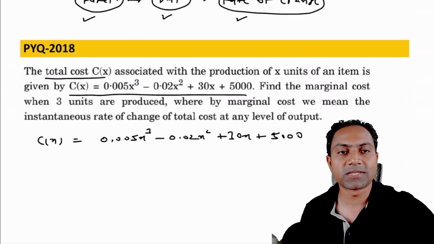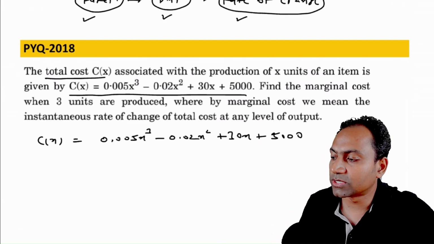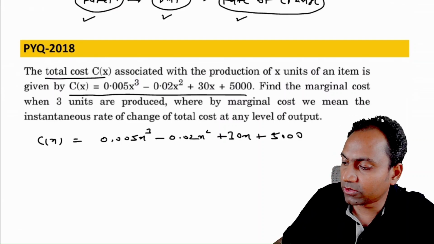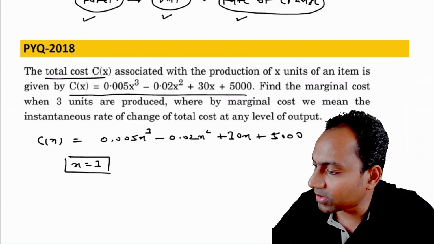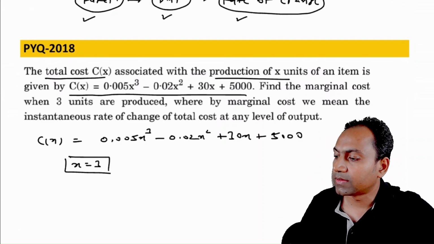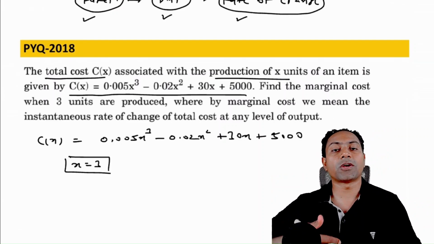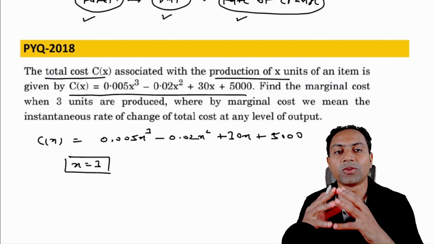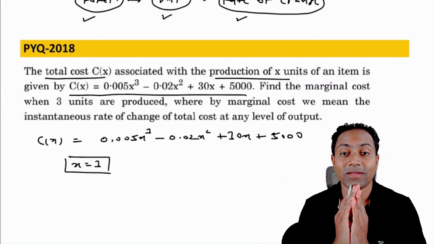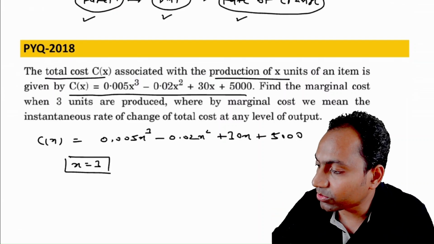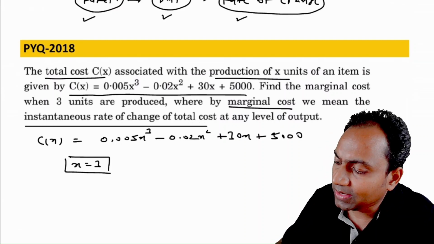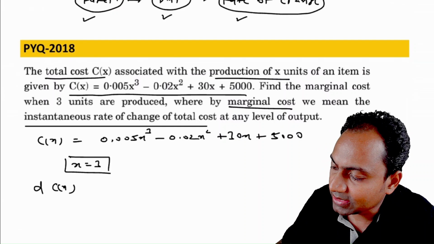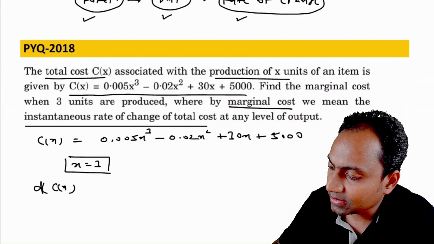What they're asking is the marginal cost when 3 units are produced. We need to find the marginal cost when x is equal to 3, because x is the production of units. They have also given us how we define marginal cost. Sometimes students look into a question and see that marginal cost, I don't know it, but if you read the question carefully, they have given us what marginal cost is. It is the instantaneous rate of change of total cost. What they mean by it is dC by dx.